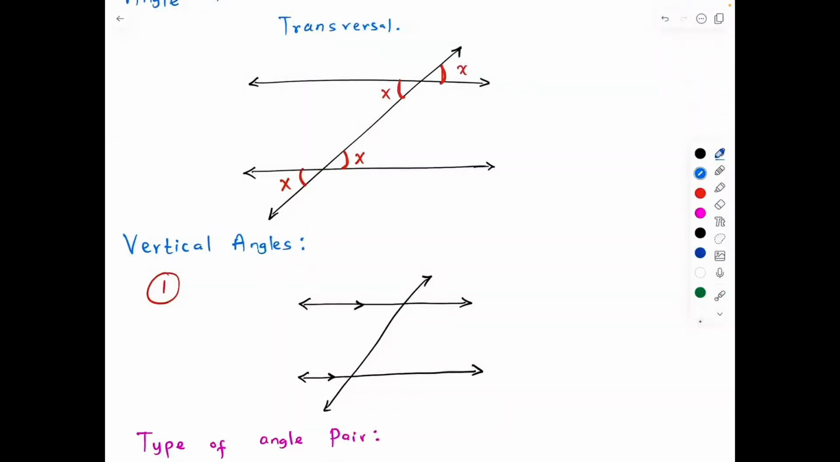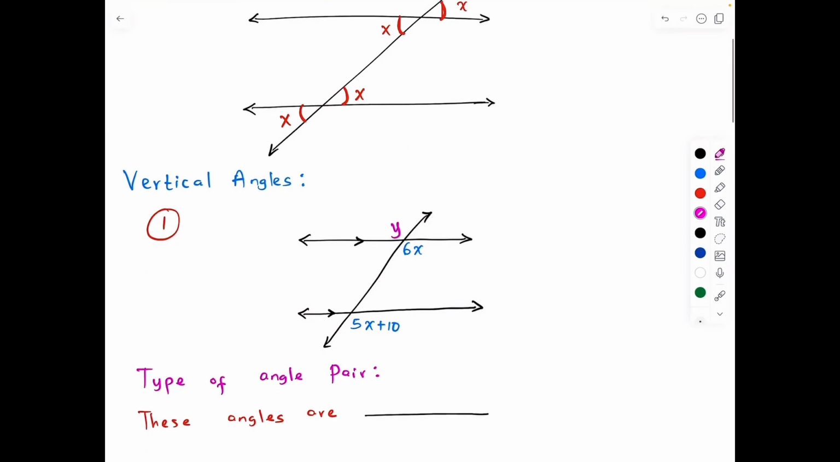So let's say, for example, we have this angle right here to be equal to 6x. And then let's say we have this angle to be 5x plus 10. And then let's say this angle right here is y. And let's say for this question, we wanted to find x and y.